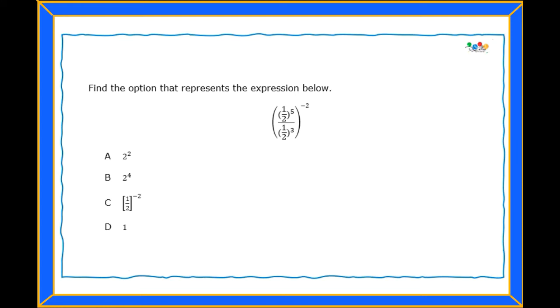Okay, so it says find the option that represents the expression below. The expression that is given to me is 1/2 to the 5th power over 1/2 to the 3rd power, all of that raised to the negative 2nd power. So I hope that you see that if you have a power on the outside of the parentheses, it means that that second power needs to be applied to both numerator and denominator.